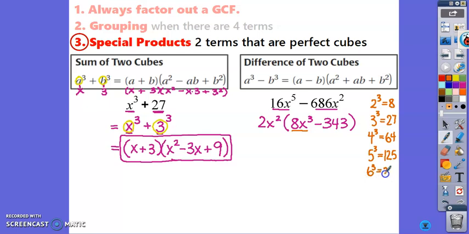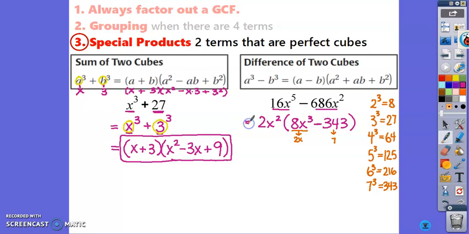Oh, that's a tough one. Is that 216? No. Oh, it's 343, isn't it? Isn't it? So I think what I have here is that is the cube of 2x, and that is the cube of 7. So I think I could factor this using the subtraction sign, using the difference of two cubes formula.